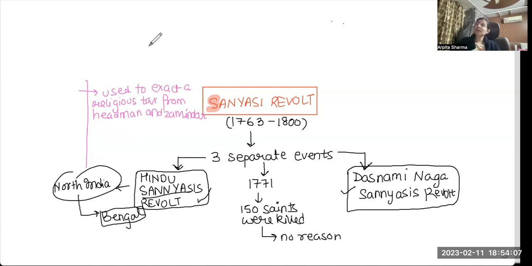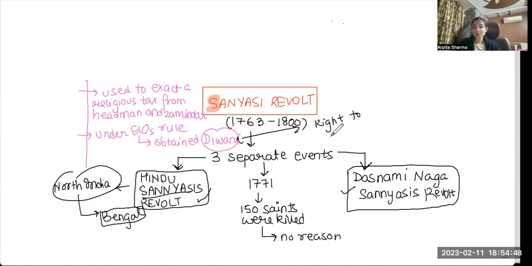And during prosperity, when the king was very prosperous and the kingdom was very healthy, these kings, rulers and zamindars used to happily donate a large sum and other things to these sannyasis as dakshina. But under East India Company's rule, the East India Company officials obtained Diwani from the local rulers. What is the meaning of Diwani? Write it down. This is important for prelims. Diwani basically means right to collect tax. This is important for prelims. Write it down.